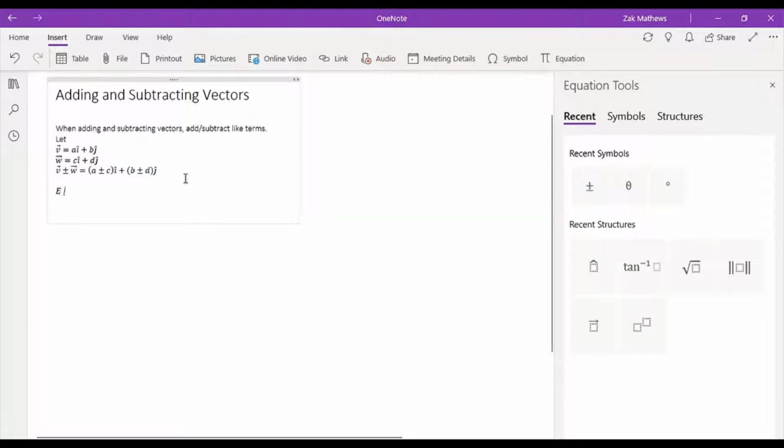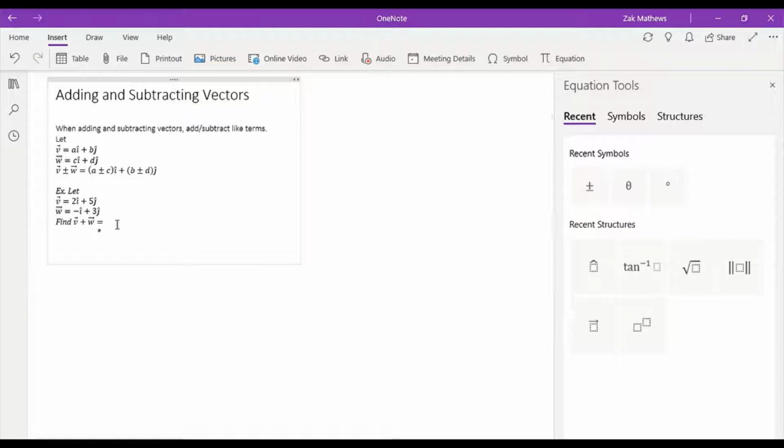So let me take an example. Let's let our vectors v and w be defined as v equals 2 i hat plus, let's choose, 5 j hat. And for w, I'm going to make w negative i hat plus 3 j hat. Remember, negative i just means a negative 1. Let's start by finding the sum of these two vectors. So I'm going to look at v plus w.